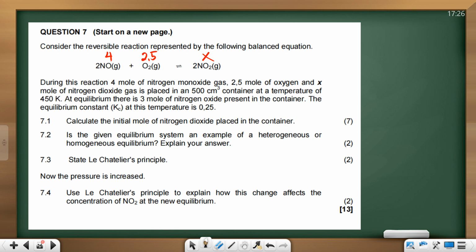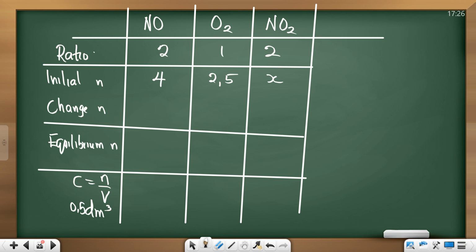Okay. What else do we have? All right. At equilibrium, there is 3 moles of nitrogen oxide, which is the same as nitrogen monoxide. All right. Nitrogen oxide. 3 moles of nitrogen oxide at equilibrium. Now, this is a reactant. You can actually see that it's decreasing. We start with 4 and end with 3. What is the difference? So, reactant we subtract, right?